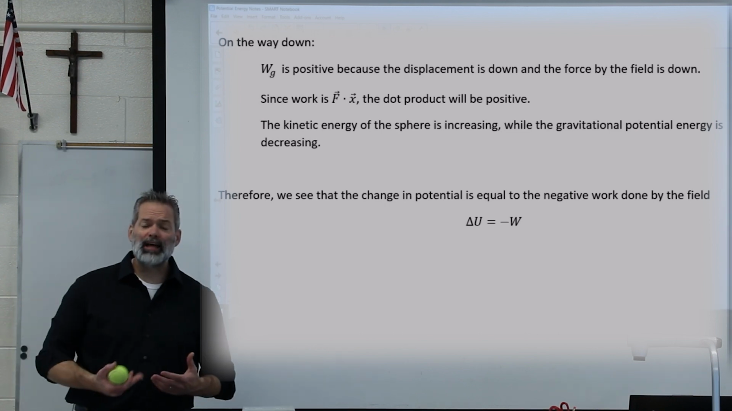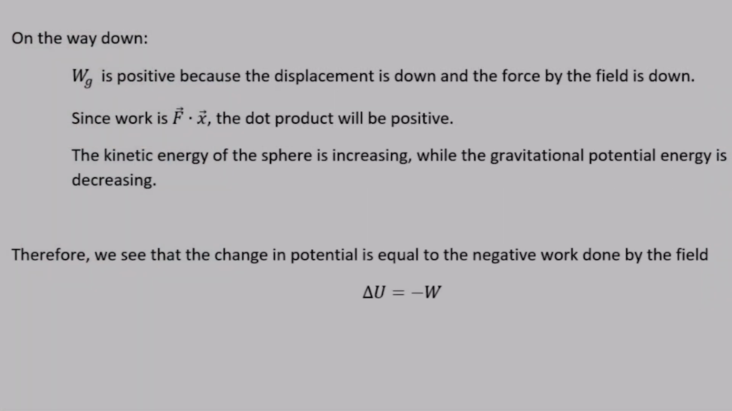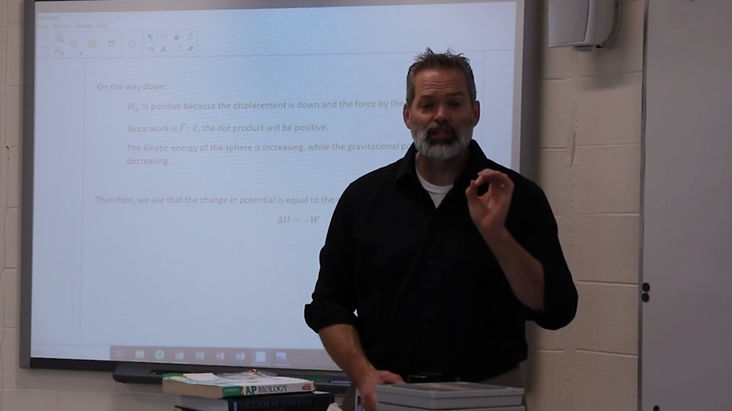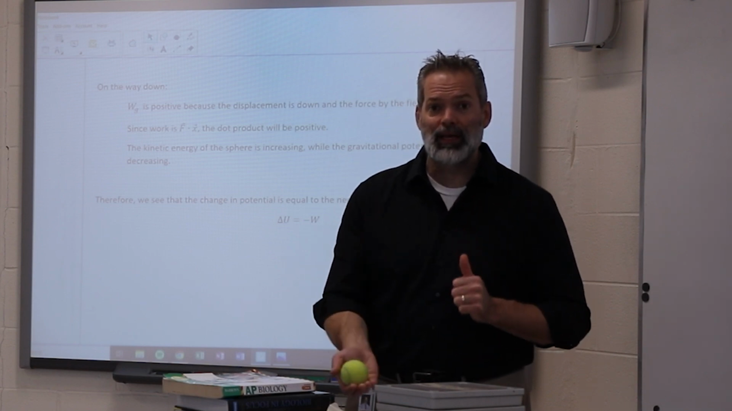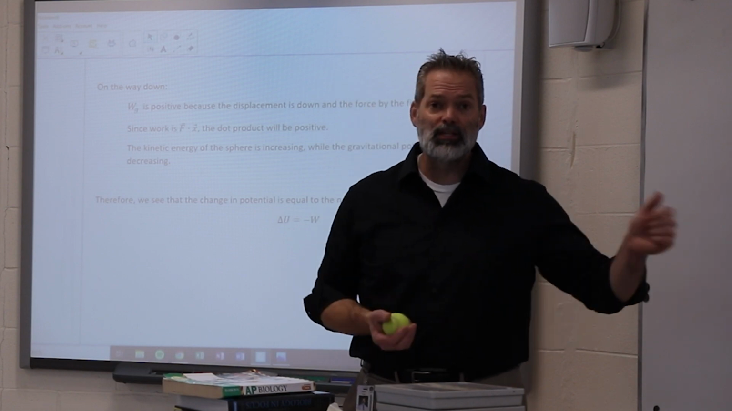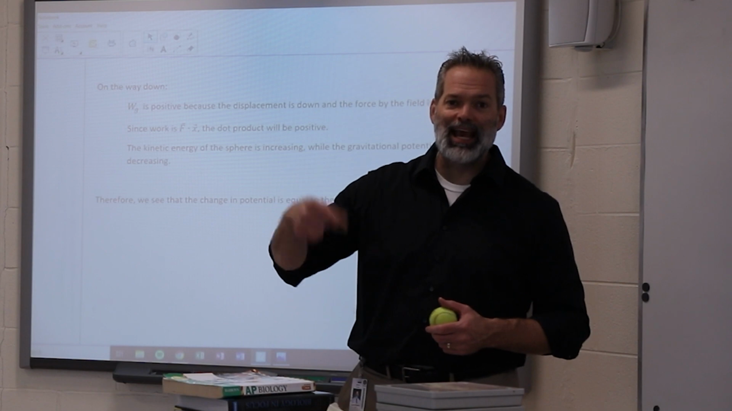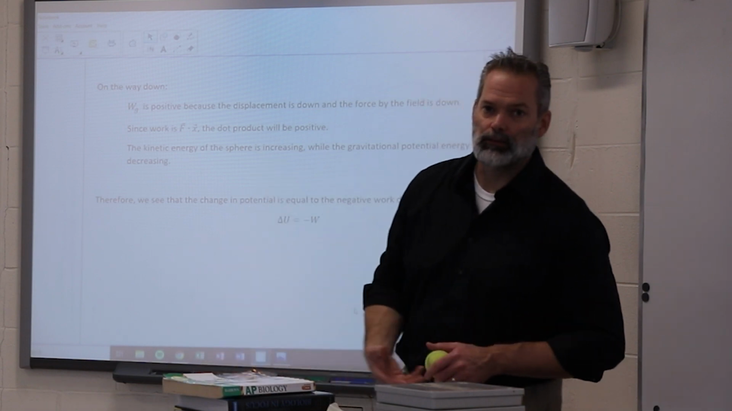Therefore, putting all of that together, we see that the change in potential energy, delta U, is equal to the negative work done by the field on the object. Put a big fat asterisk down in your notebook. This is the work done by the field on the object. It's not the work done by me as I raise or lower the object. This is the work done by the field. The change in potential energy is equal to the negative work done by the field on the object.